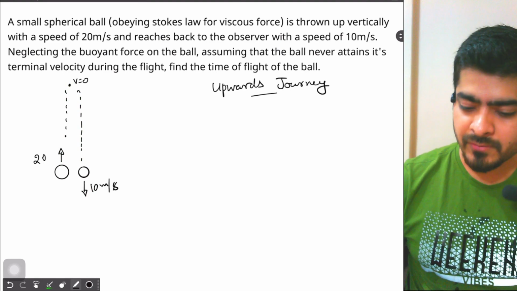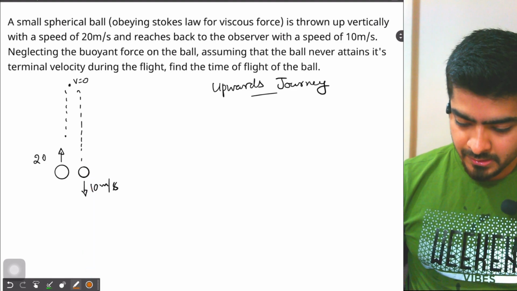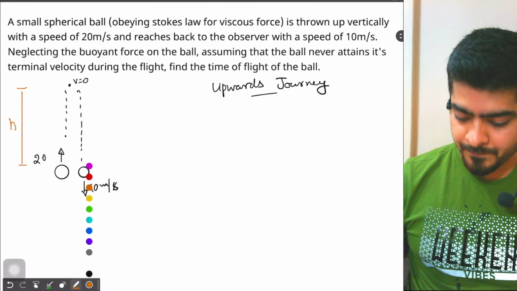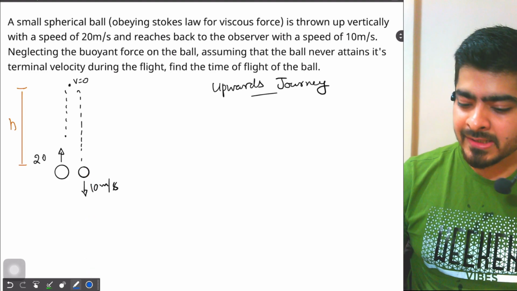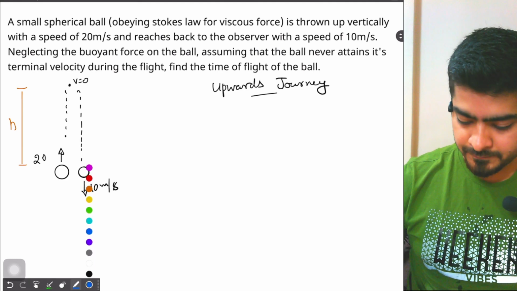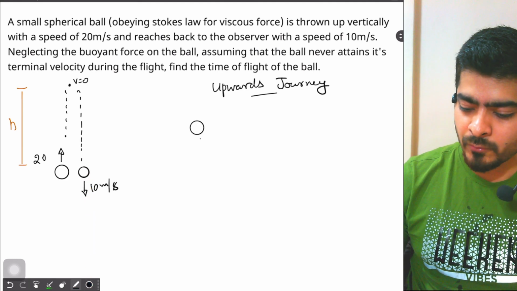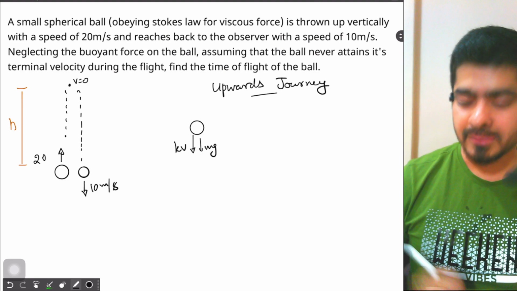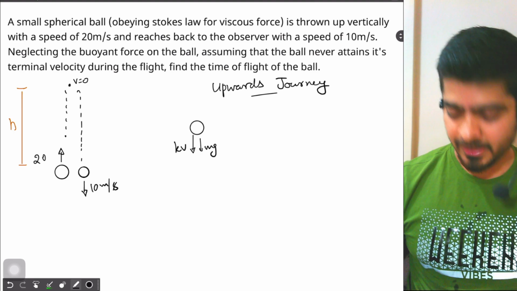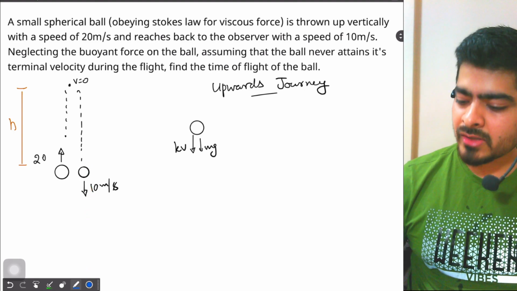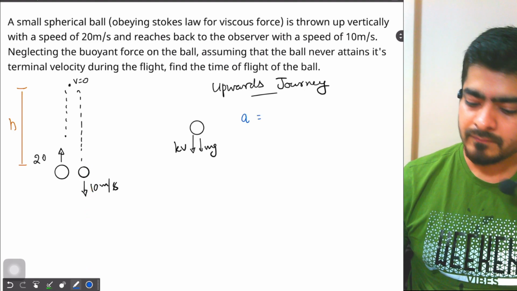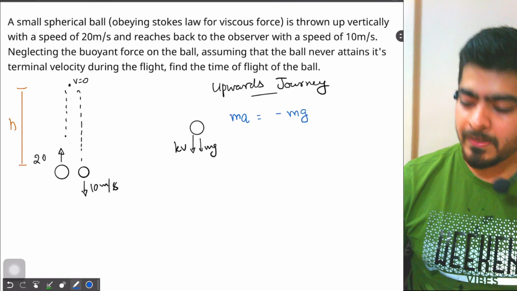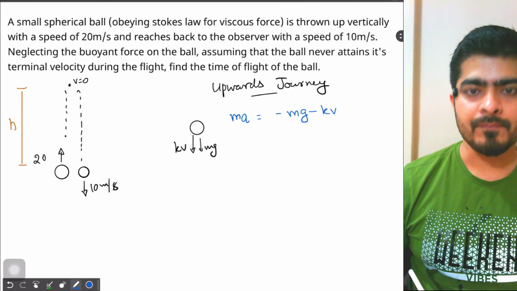First we have the upward journey. Let's say the maximum height achieved is h. What is the acceleration of the ball while going up? While going up, the ball experiences two forces, mg downwards and viscous force downwards. Let the viscous constant be k. So the acceleration of the ball will be: ma = -mg - kv.